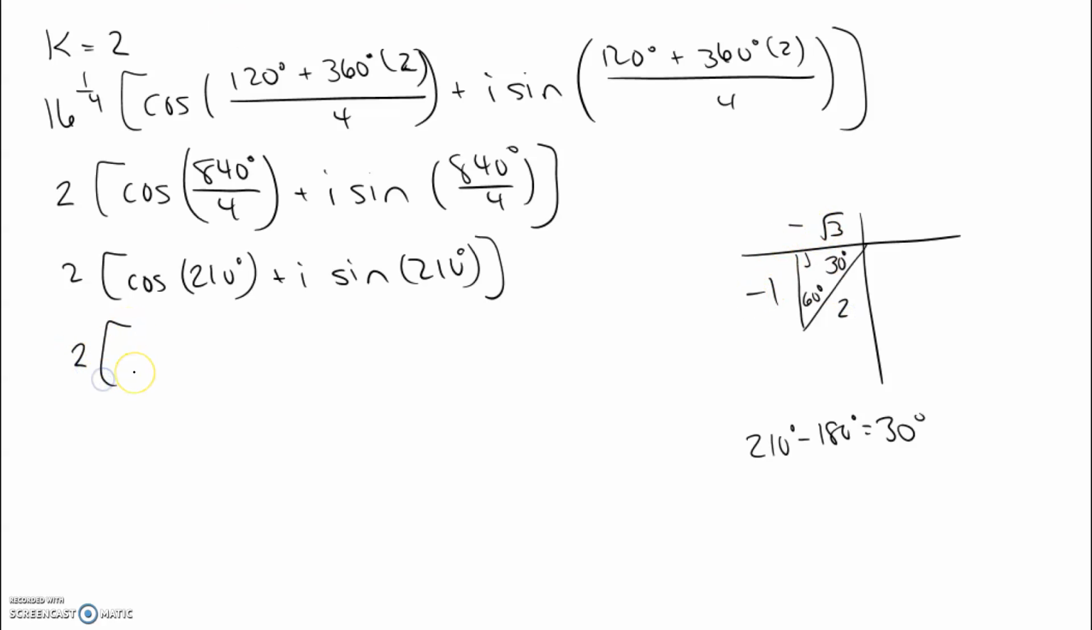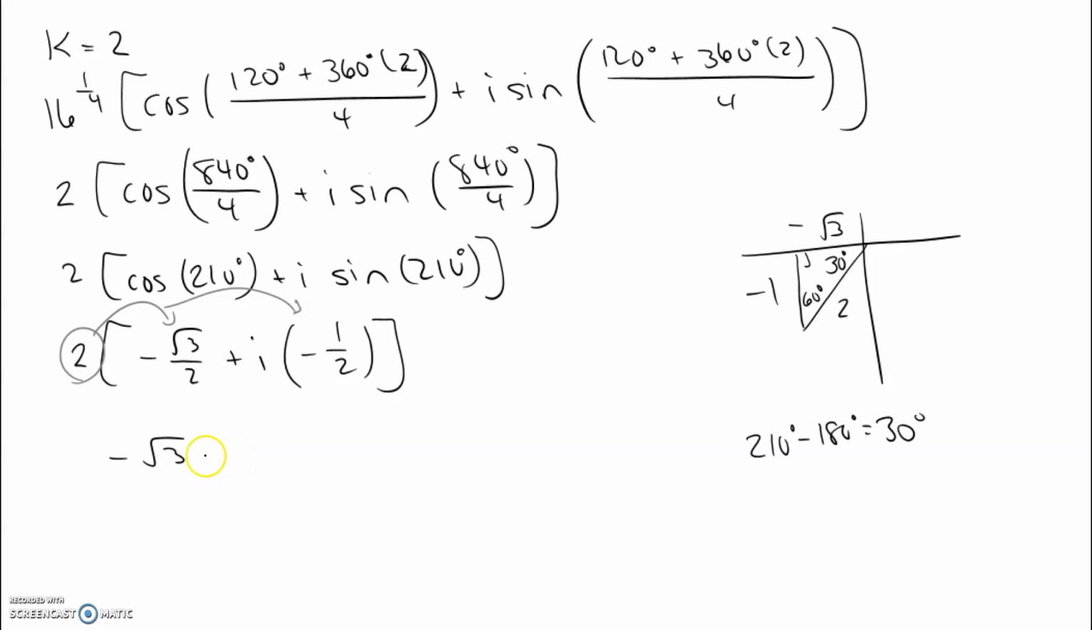So 2, and then cosine of 210 is going to be negative square root of 3 over 2 plus i, and then sine of 210 is going to be negative 1/2. All right, now we're going to multiply 2 times this term and times this term right here. So that's going to give us negative square root of 3 minus 1i, or just i.